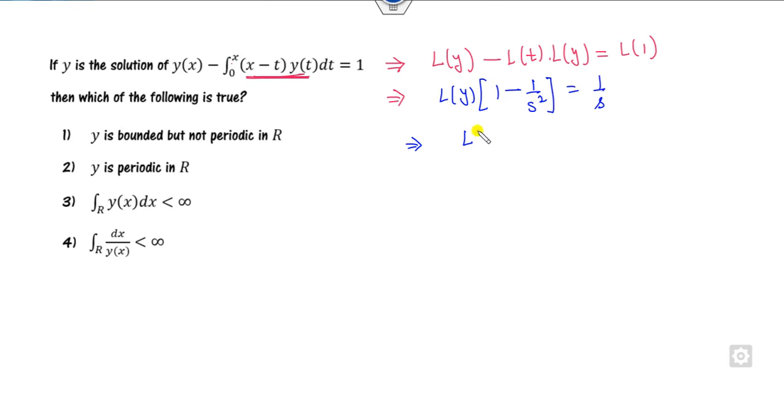So can you find the value of the Laplace of y? I can take the LCM and then cross multiply. It is s over s square minus 1. So what is the y? Again it is cos hyperbolic t. Now look at the options.